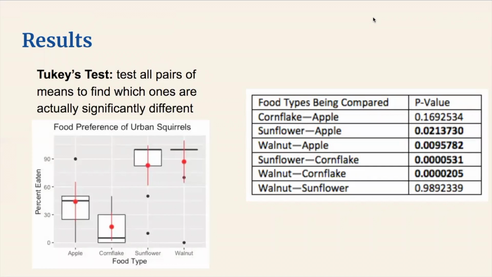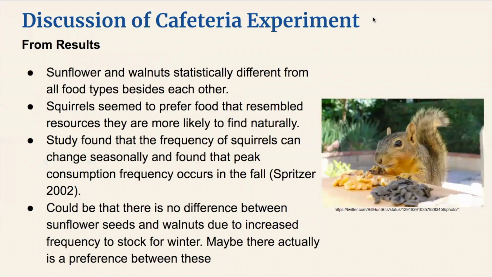So this gave us 4 significant p-values. So there are 4 pairs that are different from each other: the sunflower is different from the apple and the cornflake, and the walnut is different from the apple and the cornflake, but the sunflower and walnut are not different from each other, and the apple and cornflake are not different from each other. So what does this really mean?